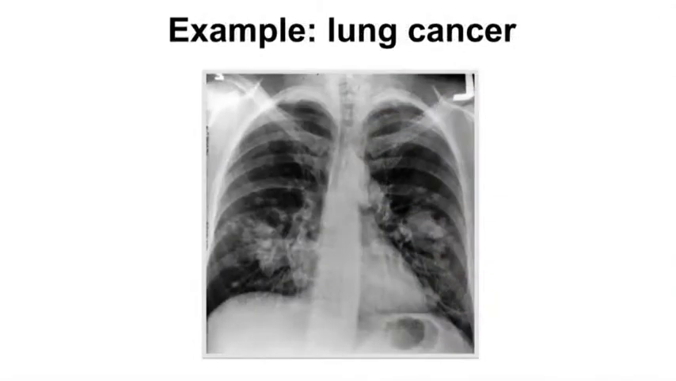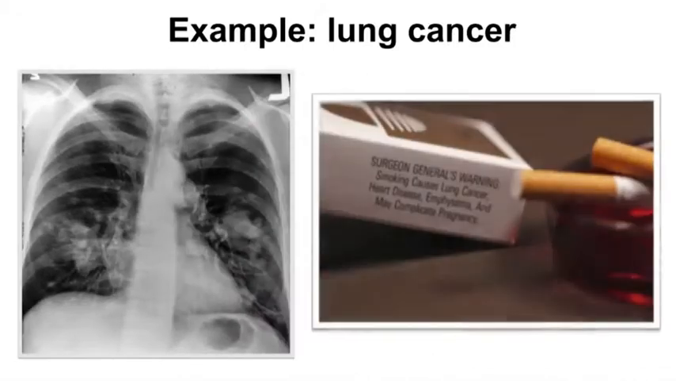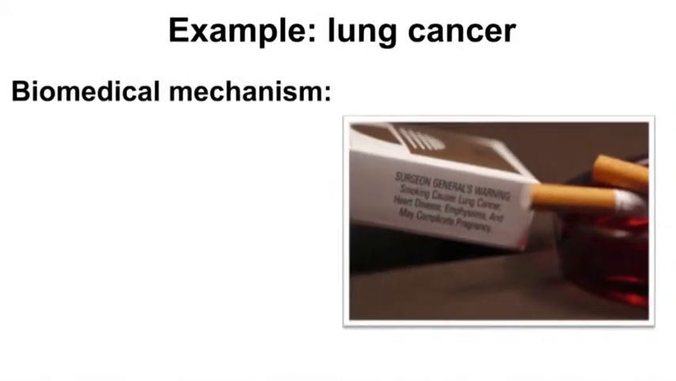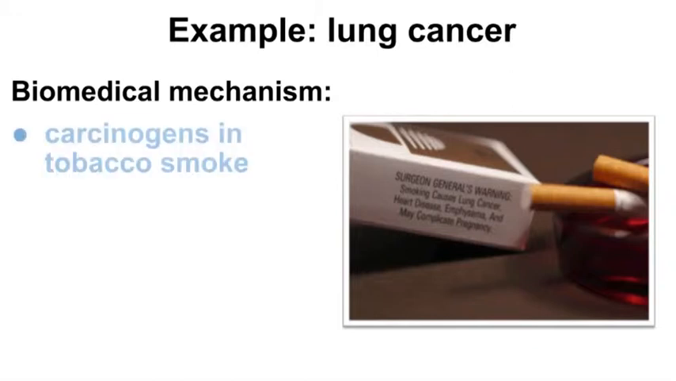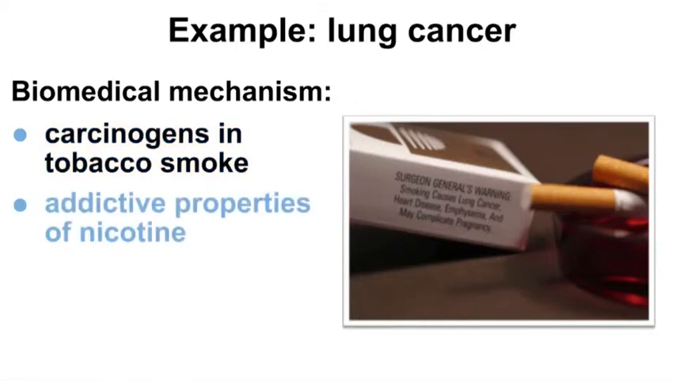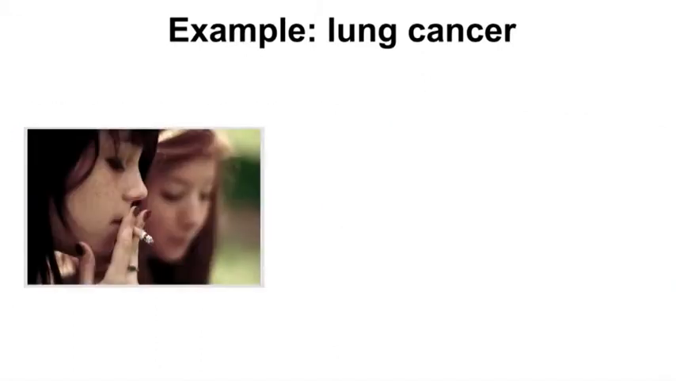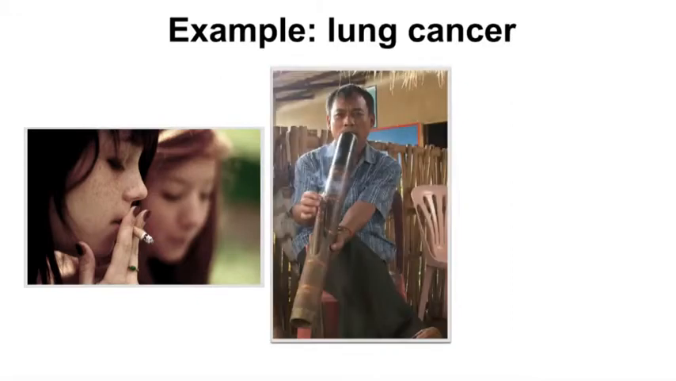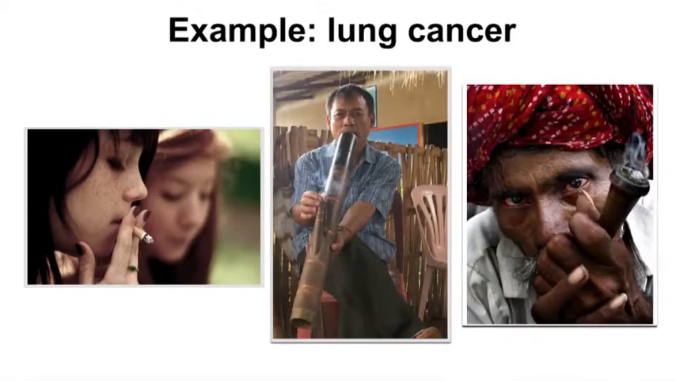Lung cancer is an example of a disease that is well understood. Most cases of lung cancer can be attributed to cigarette smoking. The biomedical mechanism linking lung cancer to cigarette smoking is understood. It's well known that carcinogens in tobacco smoke cause disease, but the addictive properties of nicotine make it difficult to quit smoking. However, there is a social context to the disease, since culture and social factors can influence who smokes and who doesn't smoke. We will now talk about the social factors involved in lung cancer attributable to cigarette smoking.